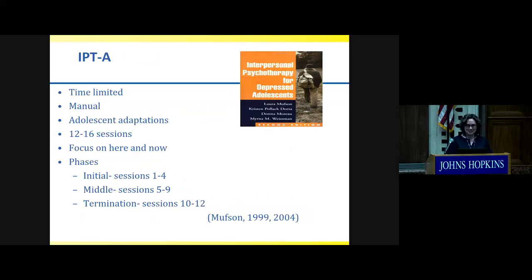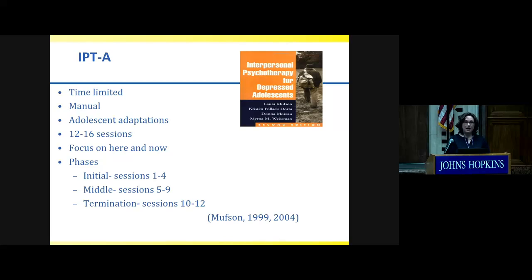Okay. Now I'm going to talk about pediatric adaptations, the first of which was by Laura Mufson at Columbia. In general, IPT is time-limited, manual-based, 12 to 16 sessions, focuses on the here and now, and there are 3 phases of treatment. This is the manual. The teen adaptation is briefer than the adult model. It includes a concept called the limited sick role. There's contact with schools and parents, and it focuses on developmental issues pertinent to teens.